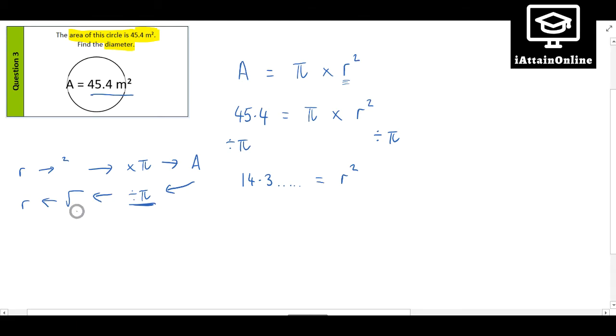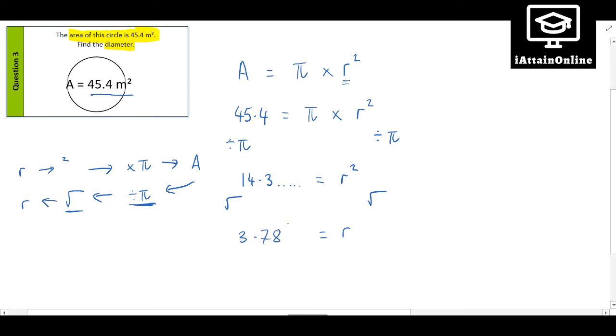The next thing we need to do is to square root both sides of this equation. So I'm going to square root this side, and I'm going to square root this side. The square root of r squared is r. That was the whole point of doing that, to get back to our radius. Now I'm not going to clear my calculator, I'm going to use the answer button. I'm simply going to do the square root of my answer, press equals, and that's going to give me, let's do it to 3 significant figures, 3.78.